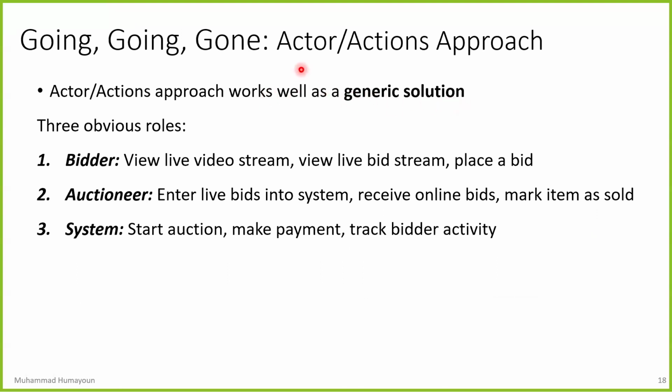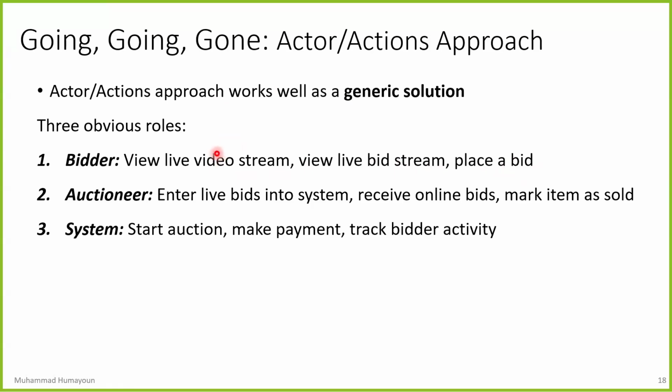What you need to do is find out actors or roles. Remember that, actors or roles. So what are the actors or roles in your system? One could be bidder, because bidder bids. The actions are view live video stream, view live bid stream, place a bid. So try to identify the actor, bidder, we can also call it role, and what kind of actions it performs.